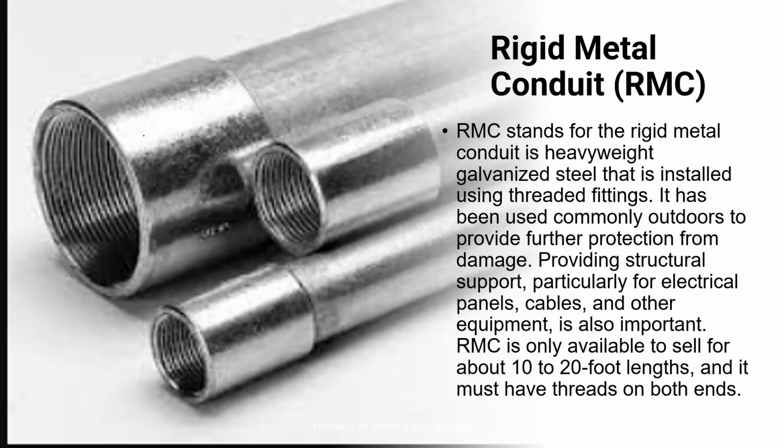Rigid metal is considered one of the most costly options for electrical wiring in the market. However, it greatly offers additional strength and durability, which is a huge plus. That is why for some service entrances and pipe connecting into the meter base, we are using RMC or RSC, which is rigid steel conduit. Sometimes it is called rigid metal conduit. RMC is only available to sell in about 10 to 20 foot lengths or 3 meters, and it must have threads on both ends. As you can see, there's a thread.